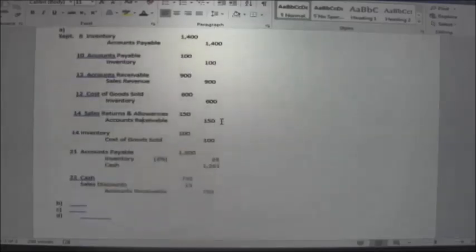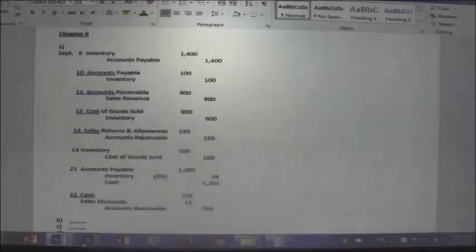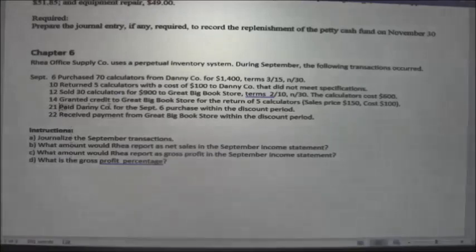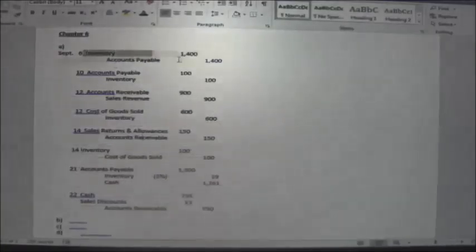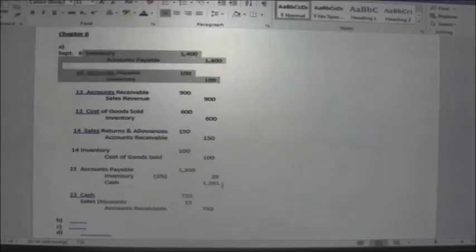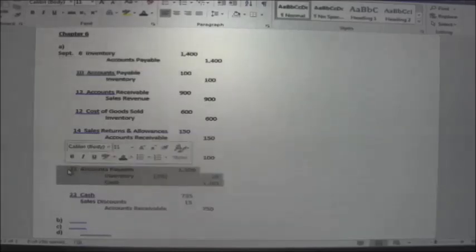Any other questions? Number 21. September 21st says, we paid Danny Co. for the purchase. So like these are for purchases. So September 6th, 10th, and 21st are all for these purchases.